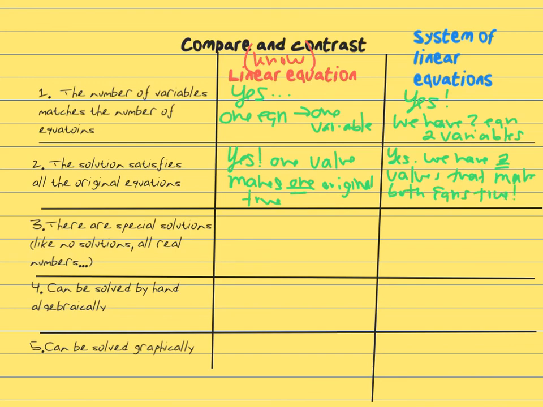There will be special solutions. Yes. And the special solutions we'll see are something like no solutions, or infinitely many solutions. That's the same thing we're going to see with systems of equations. There could be no solution to the system, or there could be infinitely many solutions to the system.